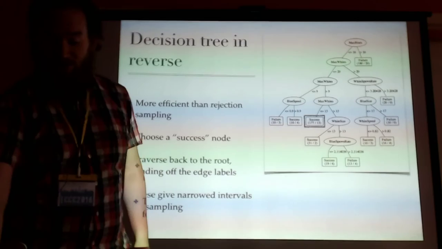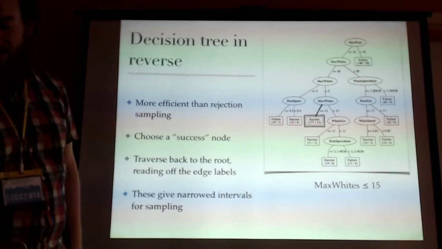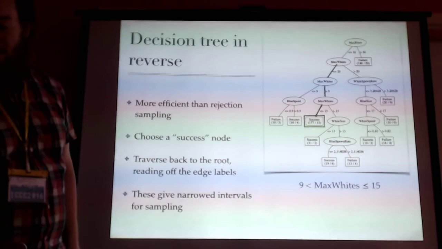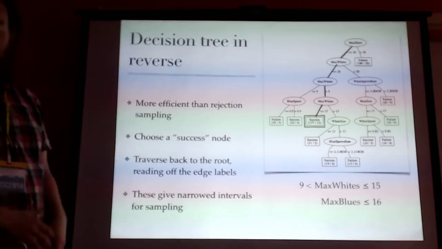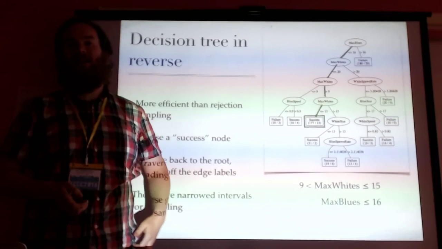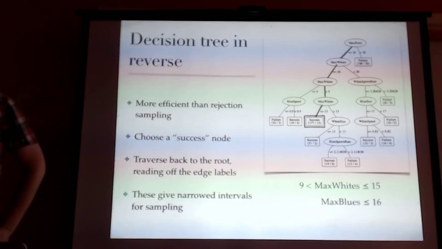So for this root node, for instance, we can read off that the max whites needs to be less or equal to 15. From the next one, the max whites needs to be greater than 9. The next one tells us max whites less or equal to 20, but we've already got 15 here, so that's not any new information. And then the next one tells us the max blues is less or equal to 16. So that now, as long as we sample from our parameters within these ranges, we can guarantee that if we fed that instance into the decision tree, then it would reach a success node. I don't know, are we reinventing the wheel here, or is this a thing that people do or do not do?